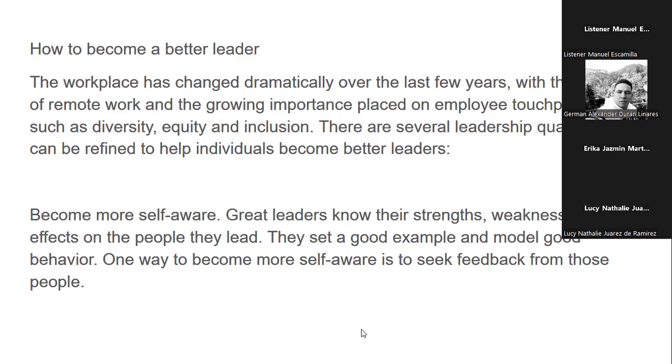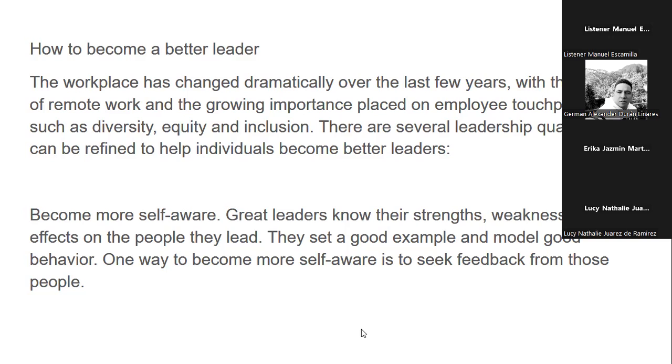There are several leadership qualities. What is several? Do you remember? Like many, very good. So there are several leadership qualities that can be refined to help individuals become better leaders. Refine, what is refine? Okay, refine is when you already have the characteristic, you already have the skill, but you can polish it later. You can become better in that specific task. So that is refine.